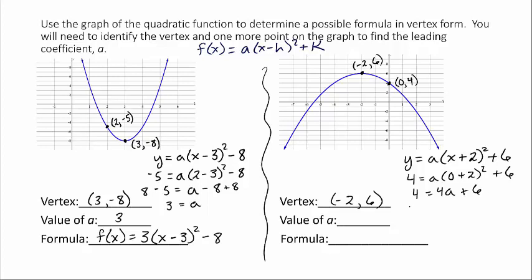And then I want to subtract 6 from both sides, right? 4 minus 6 equal to 4a plus 6 minus 6. So negative 2 is equal to 4a. And we're going to divide both sides by 4. So negative 1/2 is equal to a when I reduce that. And what did we say? We said that a was going to be negative, right? Since it was a parabola that opened down. What will the function be then? We'll have f of x equal to negative 1/2 times x plus 2 quantity squared plus 6.